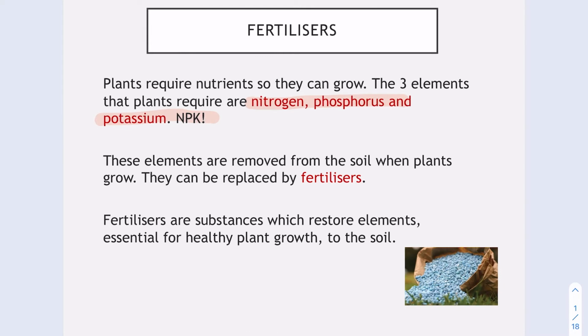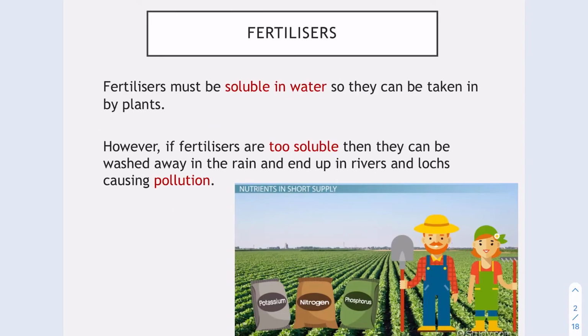Now these elements can be removed from the soils when you pick up crops, dig up potatoes, that kind of stuff, and they do need to be replaced, and that's where a fertilizer comes in. Fertilizers are substances which restore those healthy elements into the soil so plants are able to grow. Fertilizers must be soluble in water so that they can actually be taken up by the plant. There's no point in having an insoluble fertilizer because it's not going to help.